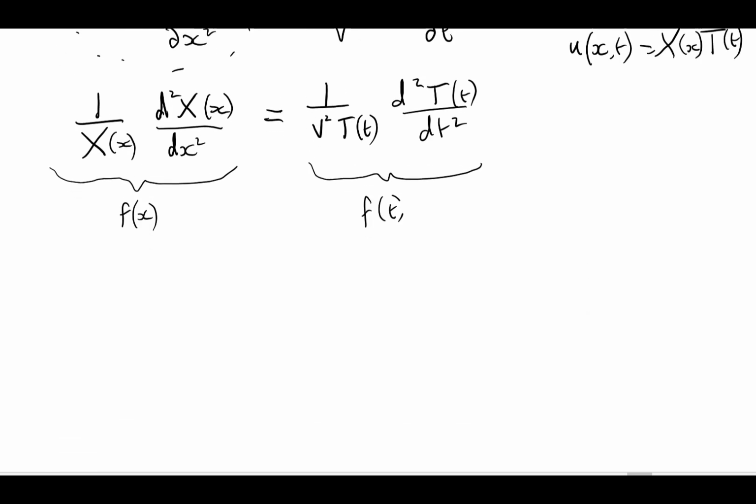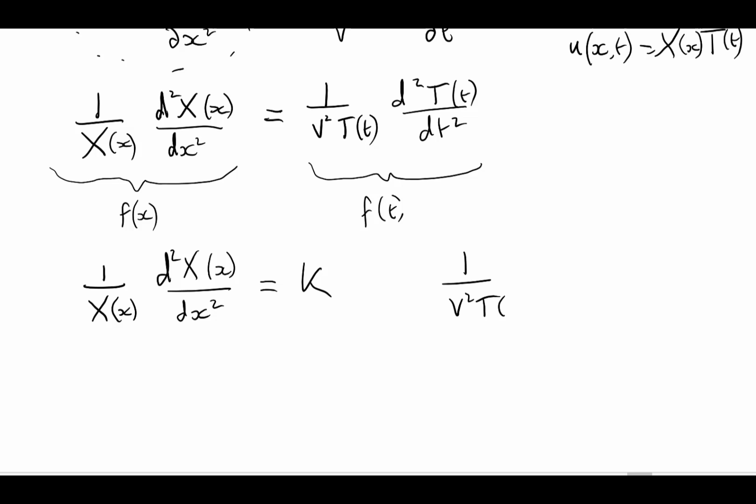What we're going to do is say the left hand side, 1 over X(x) times d squared X by dx squared, is equal to some constant k. And by the way, the right hand side, 1 over v squared T(t) times d squared T(t) by dt squared, that's also going to be equal to k.